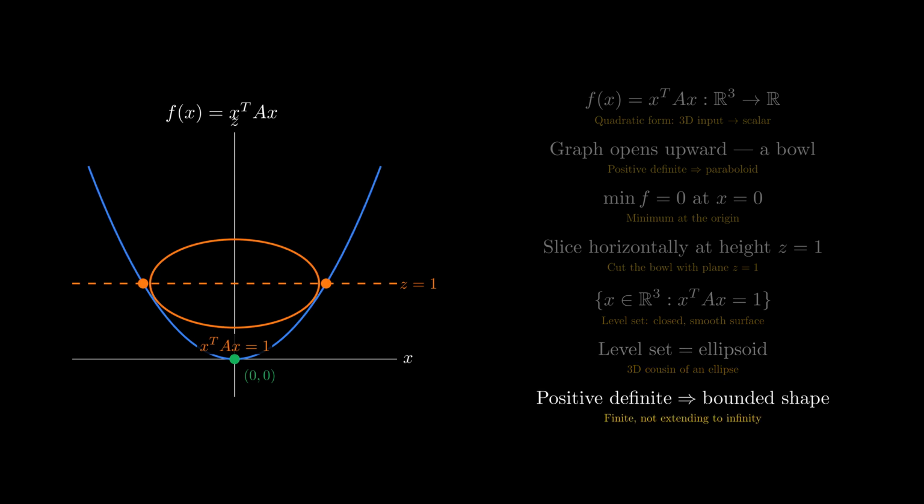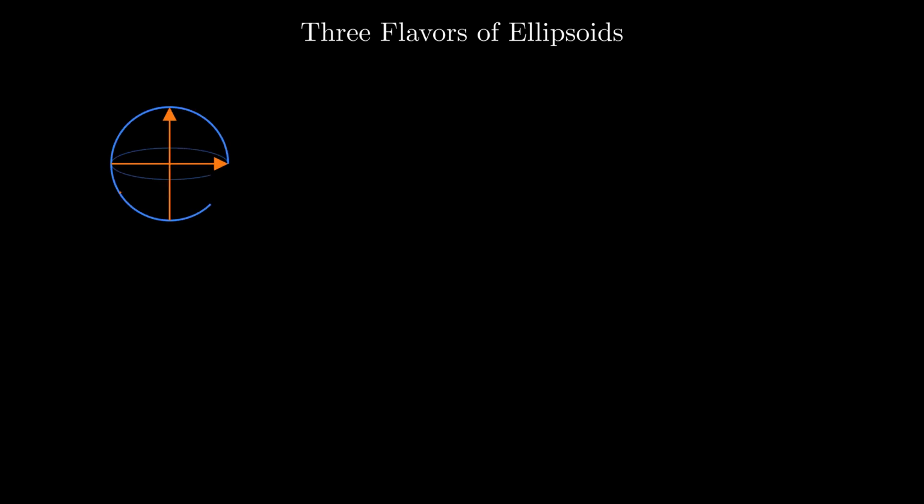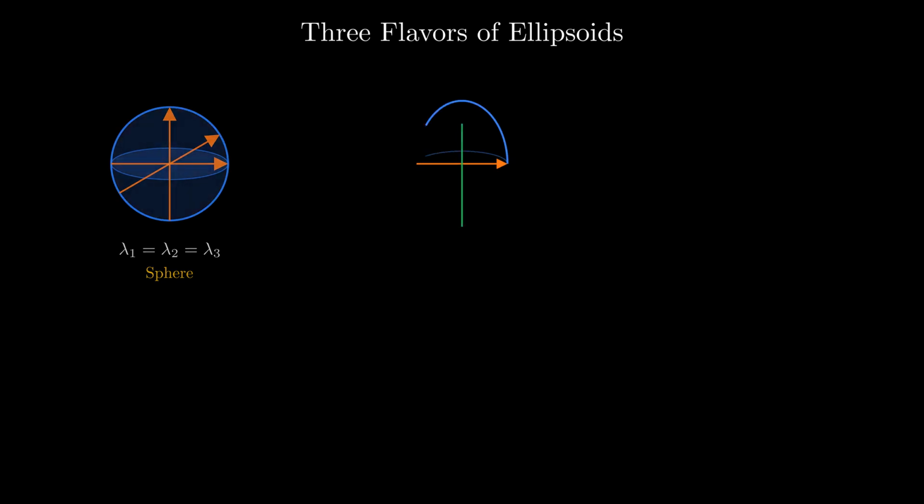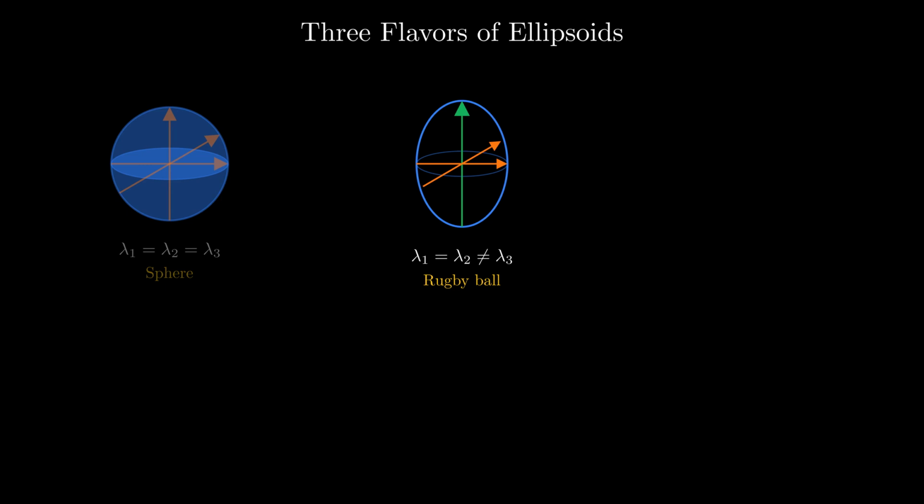Positive definiteness is what guarantees this slice is a finite bounded shape rather than something that escapes off to infinity. Ellipsoids come in three flavors, determined entirely by their eigenvalues. First, when all three eigenvalues are equal, as in the identity matrix, the ellipsoid is a perfect sphere. Every direction stretches by the same amount. Second, when two eigenvalues match and one differs, you get a rugby ball shape.